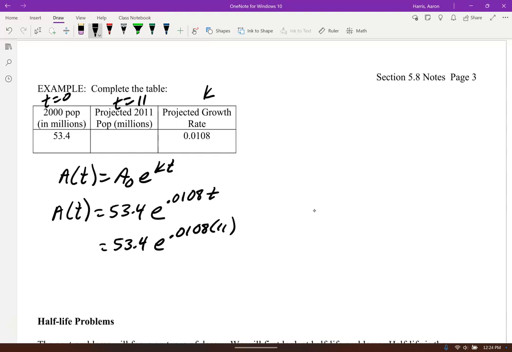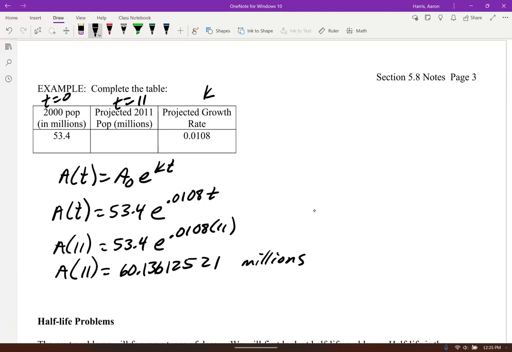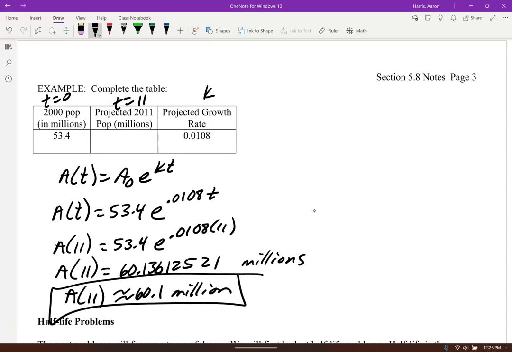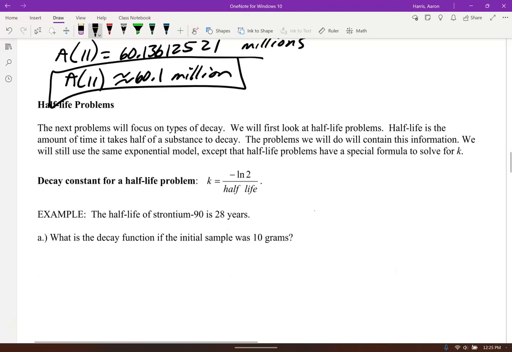I'm going to go e to the 0.0108 times 11. That gives me 1.126, and then I'll multiply that by 53.4. And so I get 60.13612521. And that is in the year 2011. This is in millions. All right? So this is, in other words, 60.1 million, right? Or 60,136,125, right? If you want to do it that way.